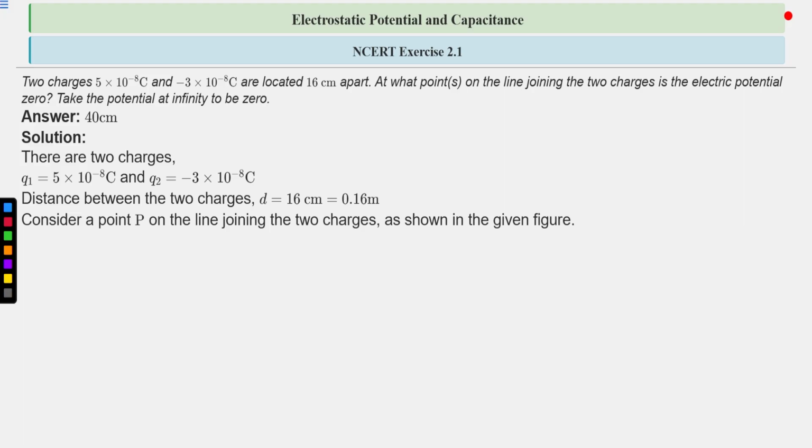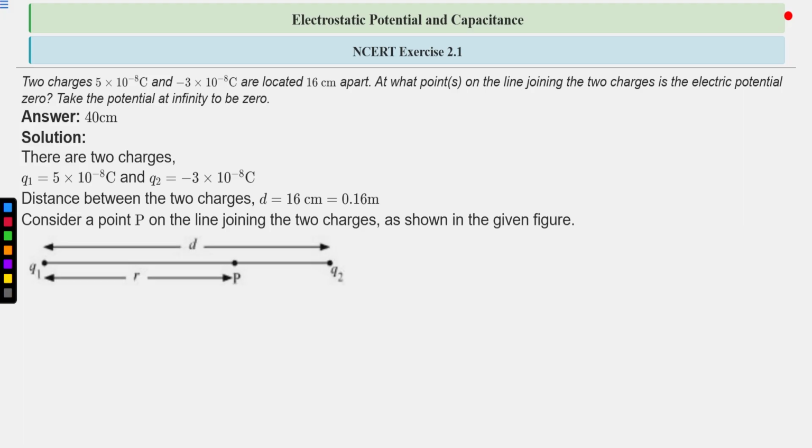Consider a point P on the line joining the two charges as shown in the figure. So here is the figure. This is the Q1 charge placed at this point, Q1 equal to 5 × 10^-8 coulomb, positive charge. This Q2 charge is negative charge, -3 × 10^-8 coulomb. And here is the point P.